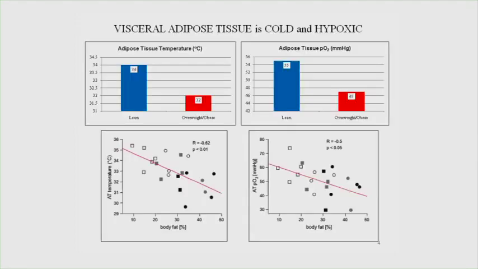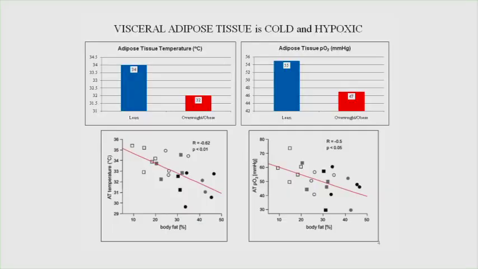Now, visceral fat, our beer belly fat in our guts, Mother Nature didn't plan on this. The blood supply to fat is low, but it's particularly limited in visceral fat. The more visceral fat you have, the colder it is, the lower is the level of oxygen. If we measure temperature and oxygen tension in visceral fat, it is low in overweight individuals. The heavier you are, the colder the visceral fat is, the lower is its oxygen tension. That's not compatible with normal physiology.